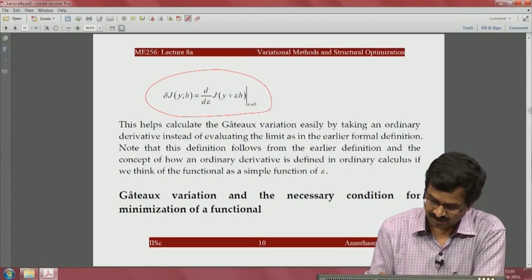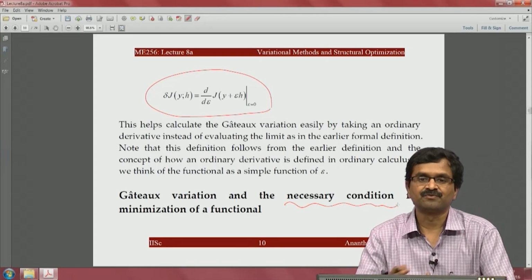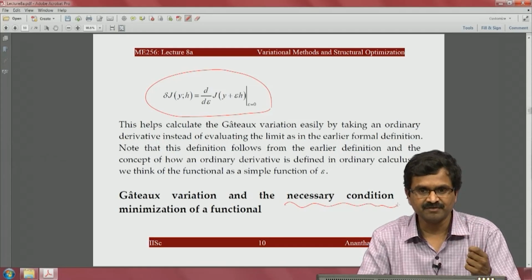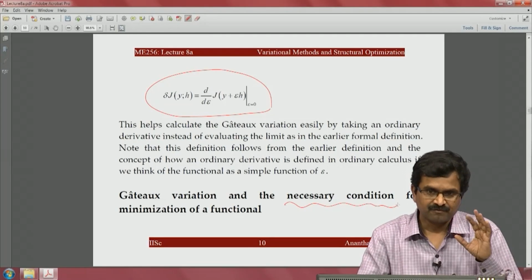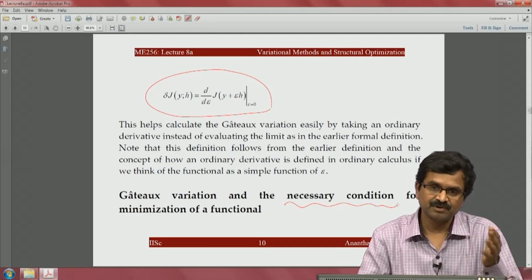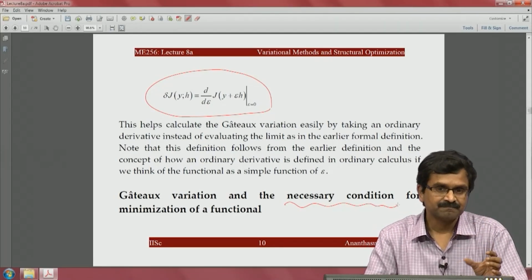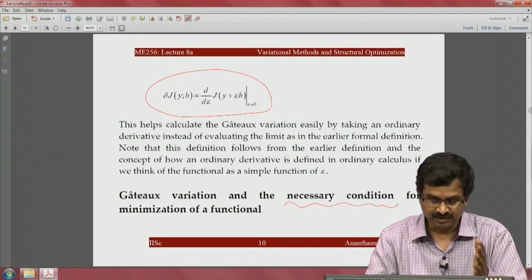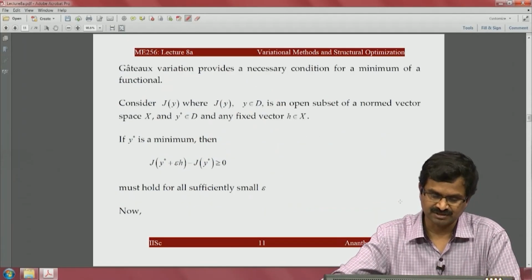Okay. Now, let us come to this necessary condition, that is what we are after. The moment we define derivative, we were able to establish the necessary condition for the function that depends on a single variable or multiple variables. Similarly, now for a functional which depends on function, now we establish the equivalent of derivative, which is the Gateaux variation. So, we can establish necessary condition now, okay, for minimizing the functional.